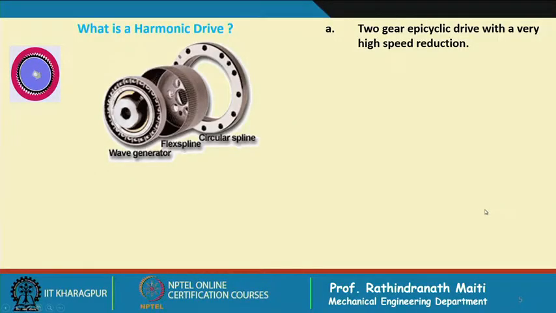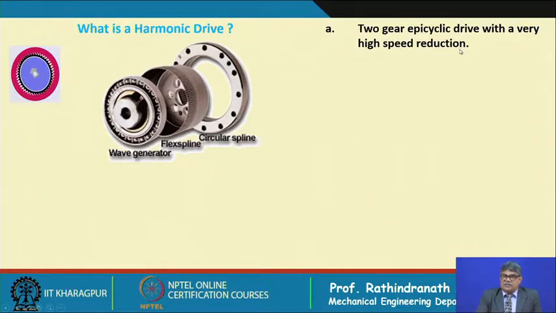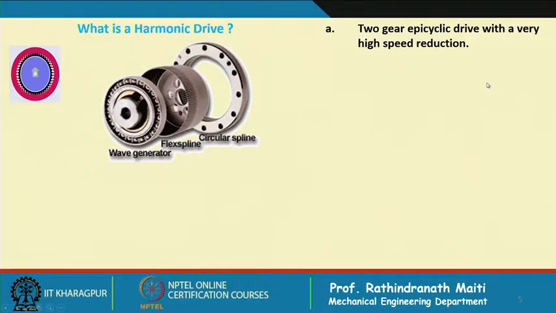Now, the harmonic drive, we can say, is a 2 gear epicyclic drive with a very high speed reduction, because kinematically we are getting the same transmission ratio. However, if we consider the 2 gear drive and the harmonic drive, we find the difference. In this case, there is a flex gear. After a little progress, I will show you how we can arrive at the harmonic drive from the 2 gear epicyclic drive. So, first of all we shall study what the components are.